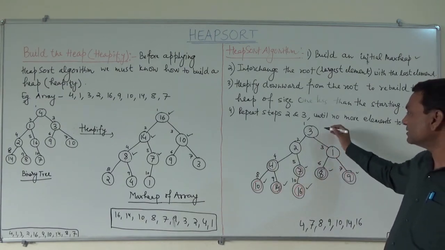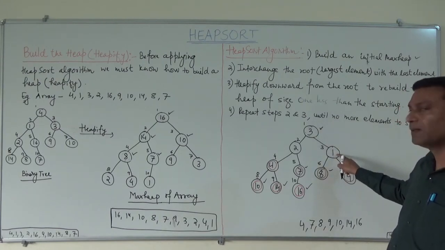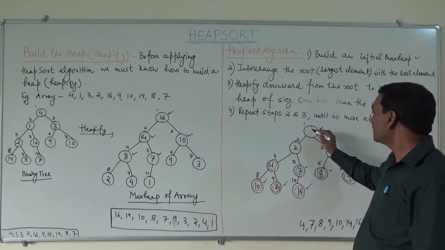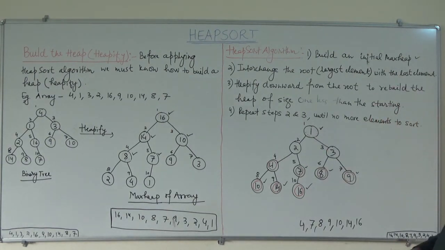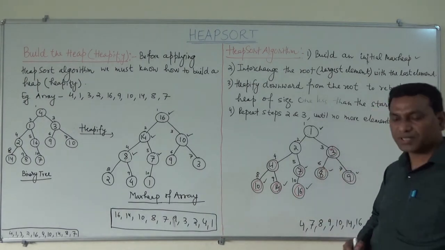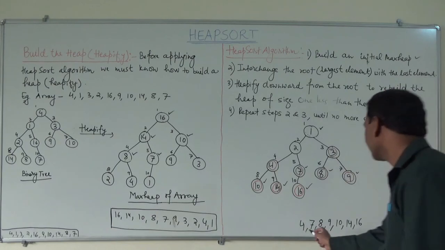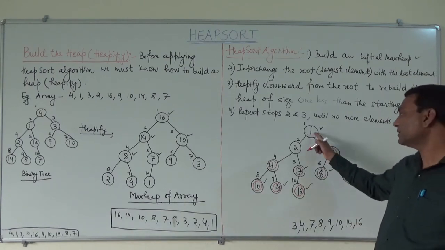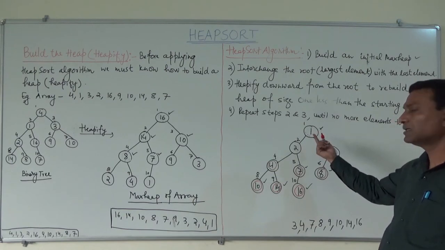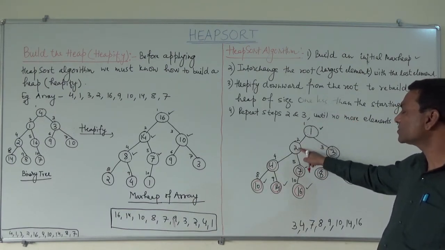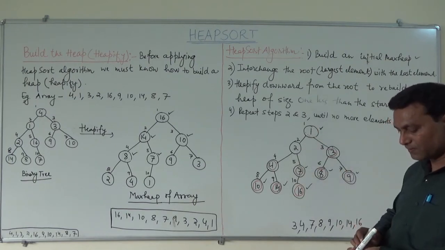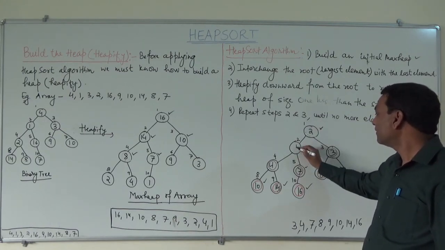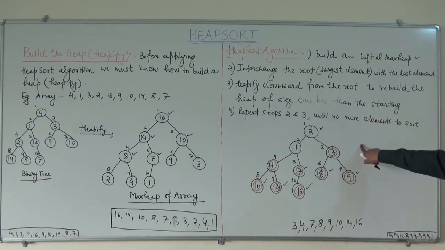We can interchange this root with the last element. Now last element is 1. So 3 and 1 will be interchanged. Now we can say this is also sorted. We can write here this is 3. Now again we will check because the parent is less than its children. Again we will make a heap. 1 is less than 2, so there should be an interchange. So this will be 2 and this will be 1. Now again we have created a max heap.